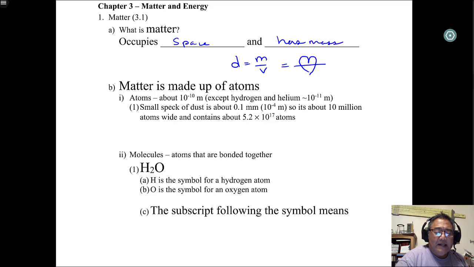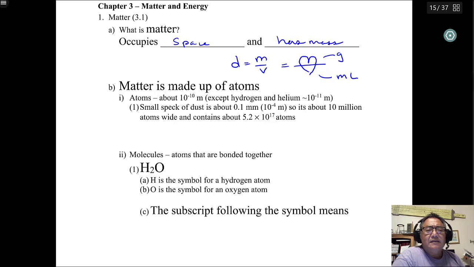Typically, the units for mass are grams, and the units for volume are milliliters, especially in chemistry. In physics and in engineering, it's often kilograms per meter cubed. But those two are interconvertible. You learned how to do that in the last chapter, right?